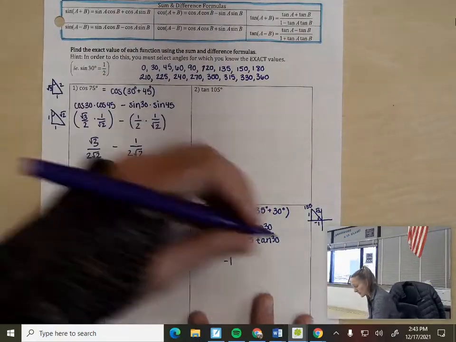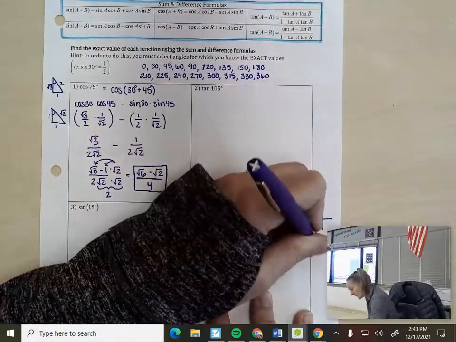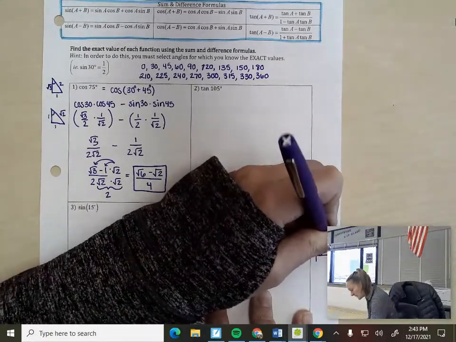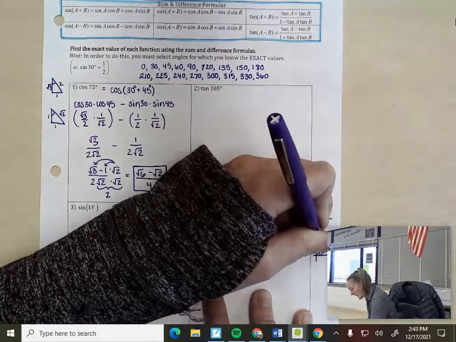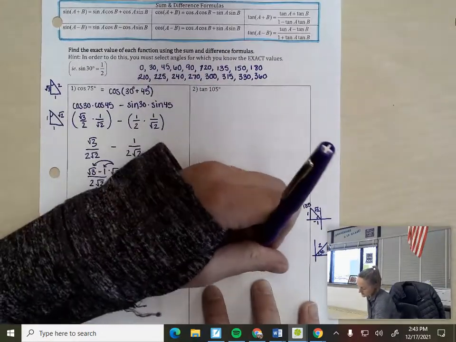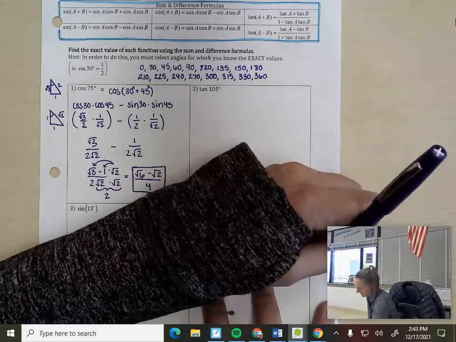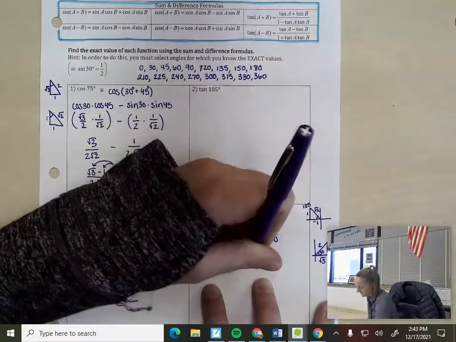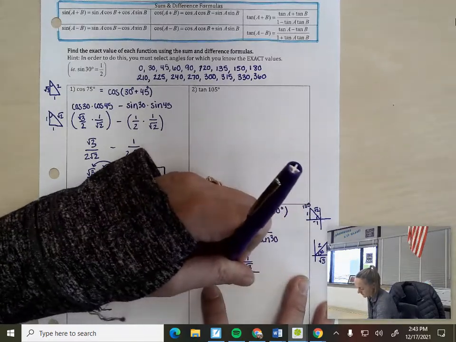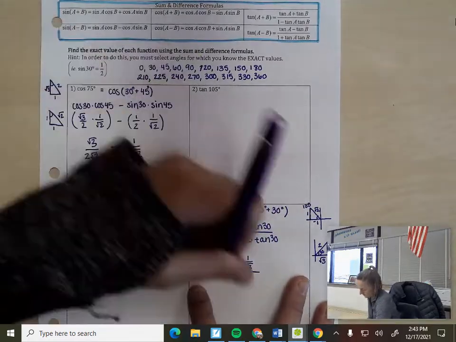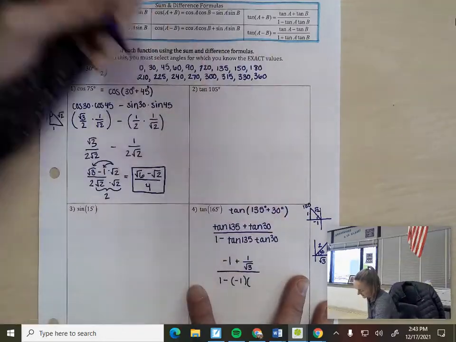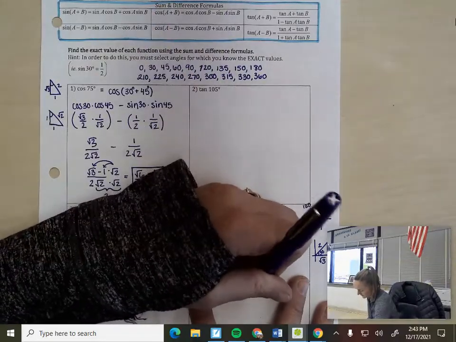The tangent of 30 degrees: if I have 30 degrees here, across from that is 1, and the hypotenuse would be 2. So I would have plus 1, and the other leg would be root 3. So I'd have plus 1 over root 3, over 1 minus negative 1 times 1 over root 3.